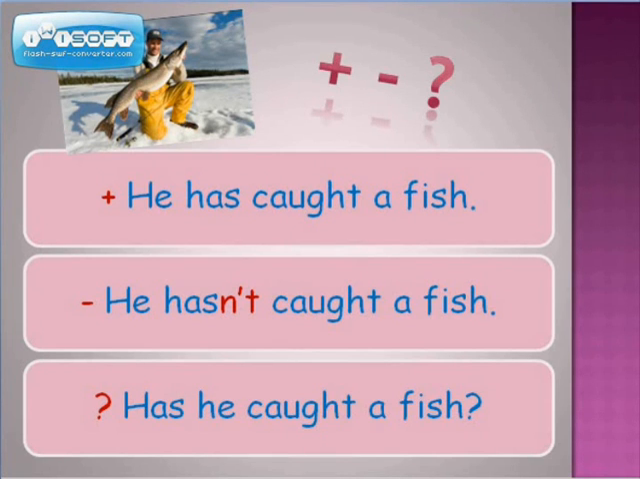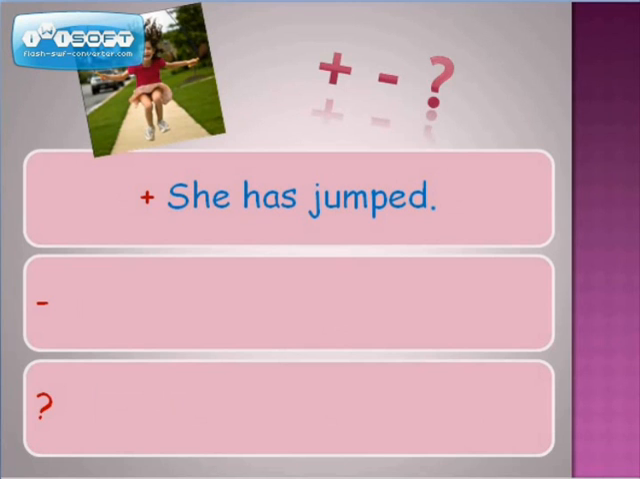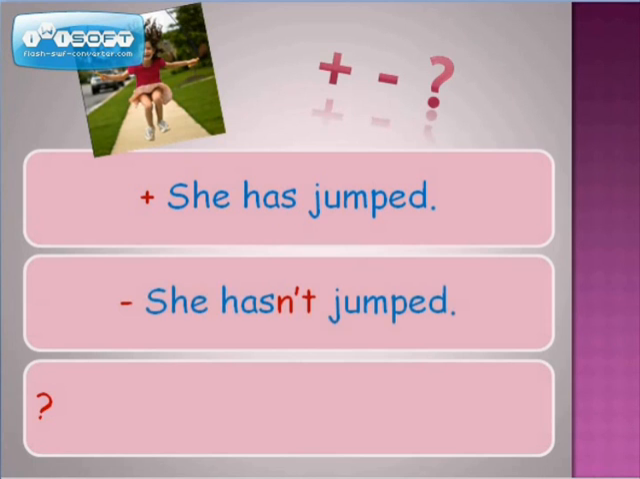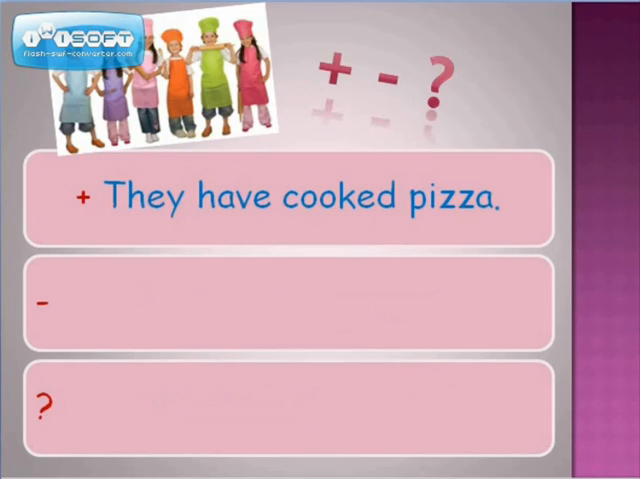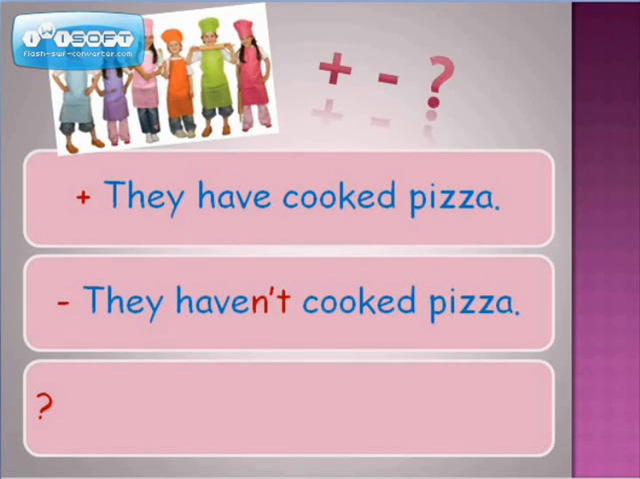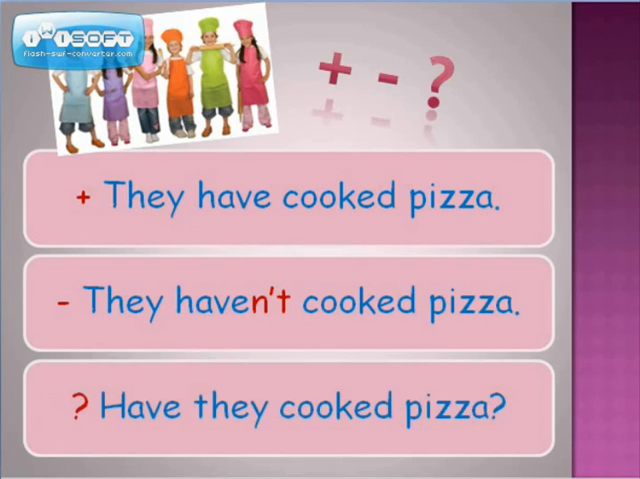The next one. She has jumped. The negative sentence. She hasn't jumped. And the question. Has she jumped? And the last one. They have cooked pizza. Negative sentence. They haven't cooked pizza. And the question, have they cooked pizza?